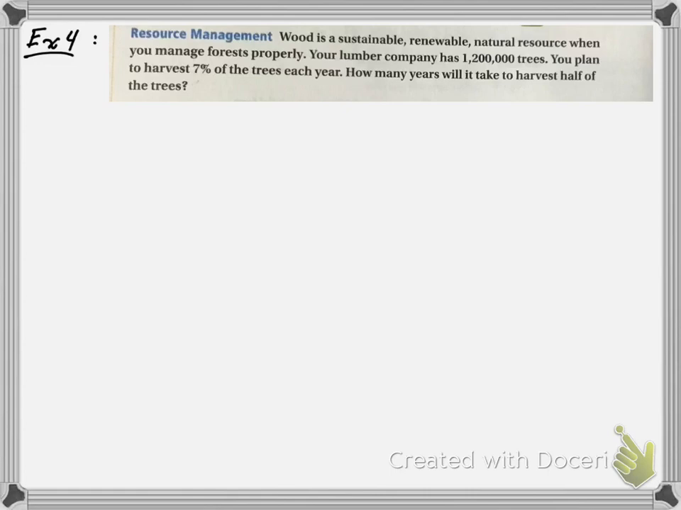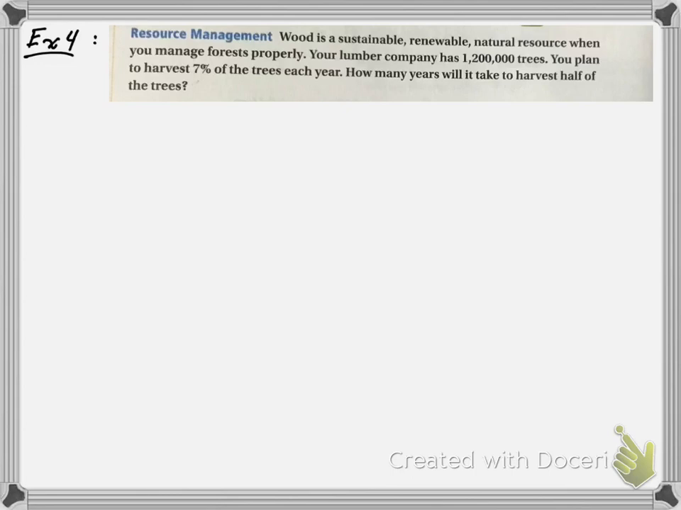Example 4 is a story problem. It says, what is a sustainable, renewable natural resource when you manage forests properly? Your lumber company has 1.2 million trees. You plan to harvest 7% of the trees each year. How many years will it take to harvest half of the trees? Right there. So again, let's define our variables.